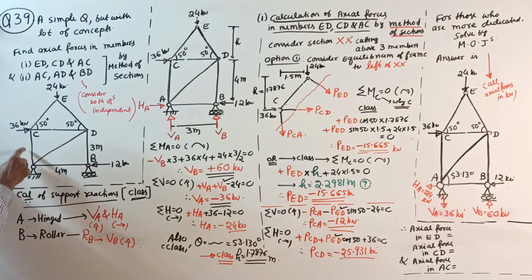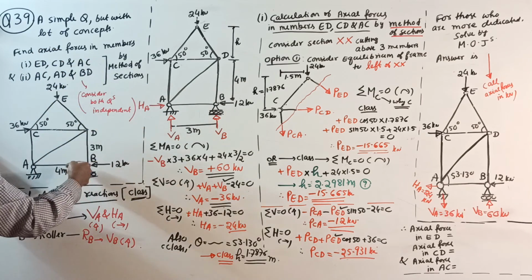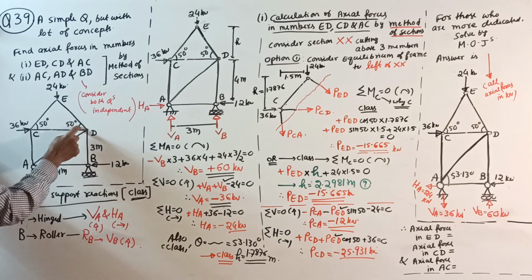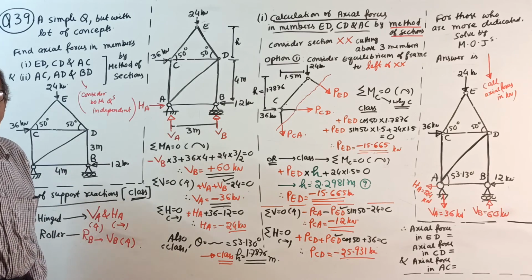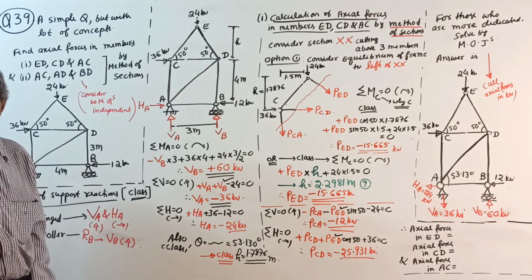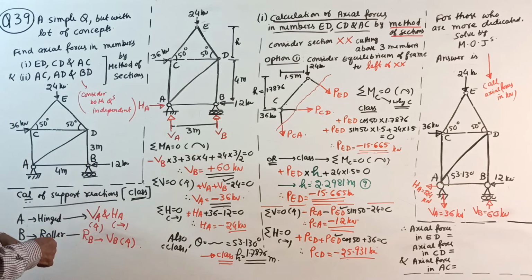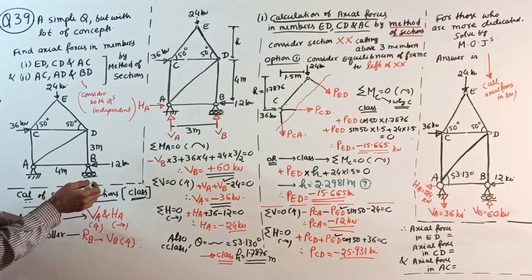Roller here, hinge here, side load of 36, down 24, left 12, 50-50 degree angles. This is 4 meter. Okay. First step, calculation of support reaction. One small note in the class I will tell now. You write. See, before I start, you take a red color pen.